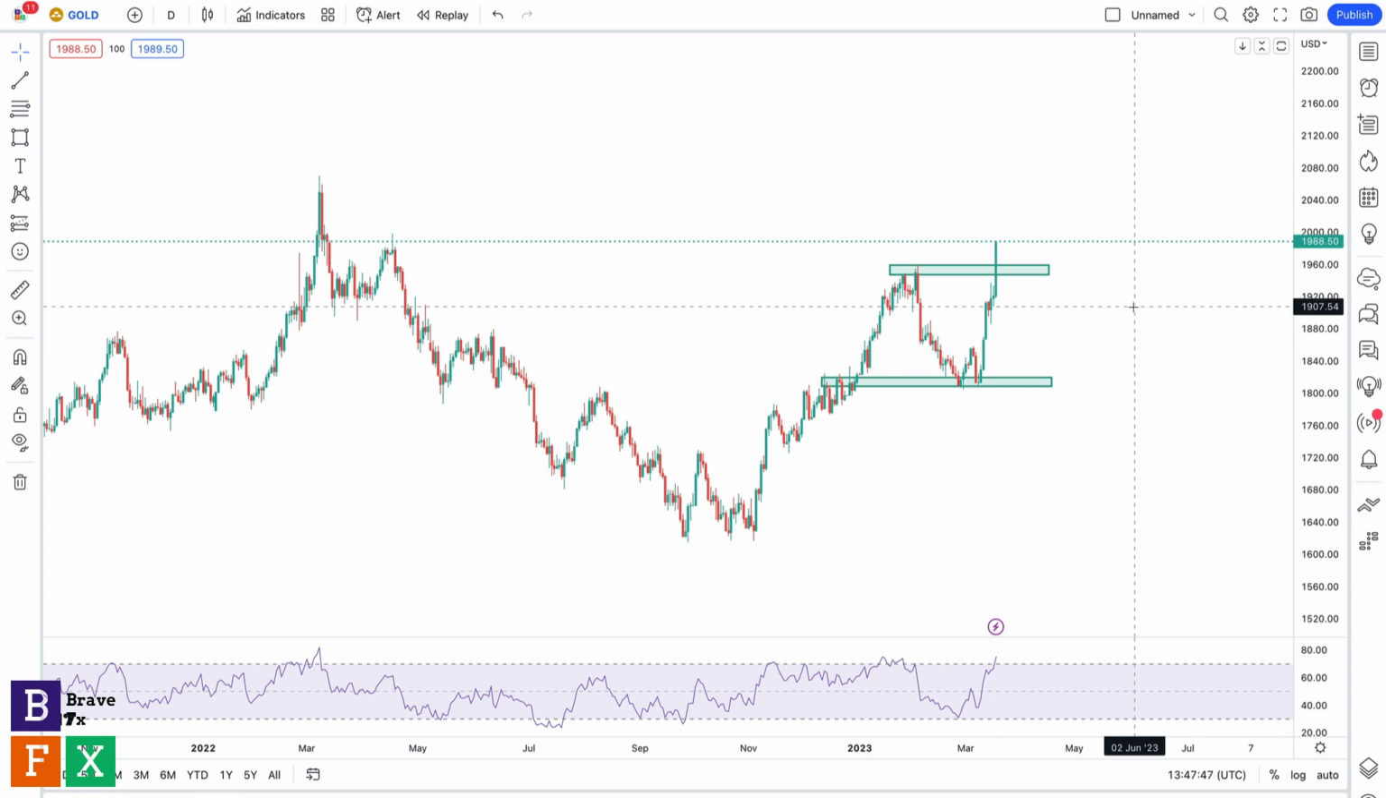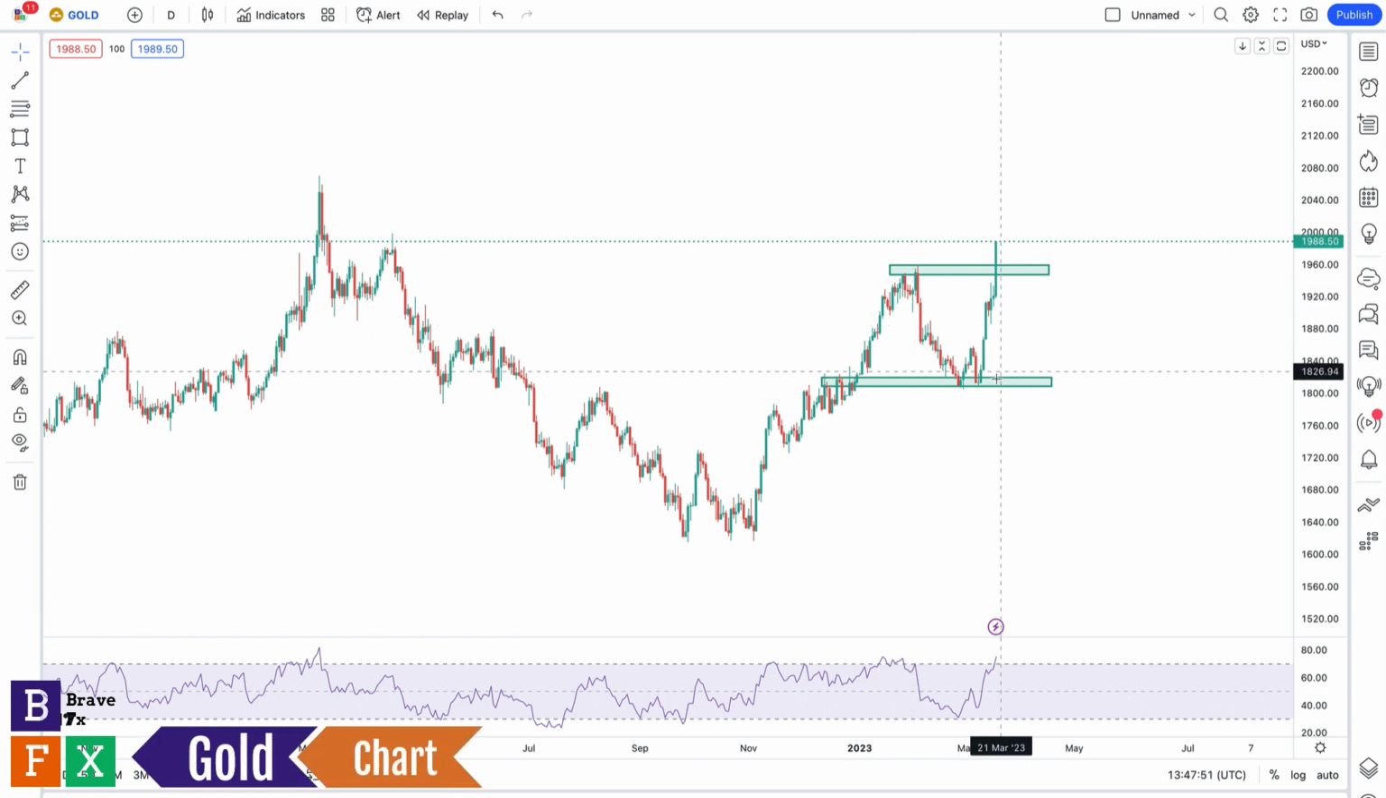Without further ado, let's get started. So this is a gold chart on the daily time frame. So as we talked about earlier, a few weeks ago, we anticipated a bounce off this area of value, sending gold higher. So that's what we got last week, and we made some solid profit trading gold.